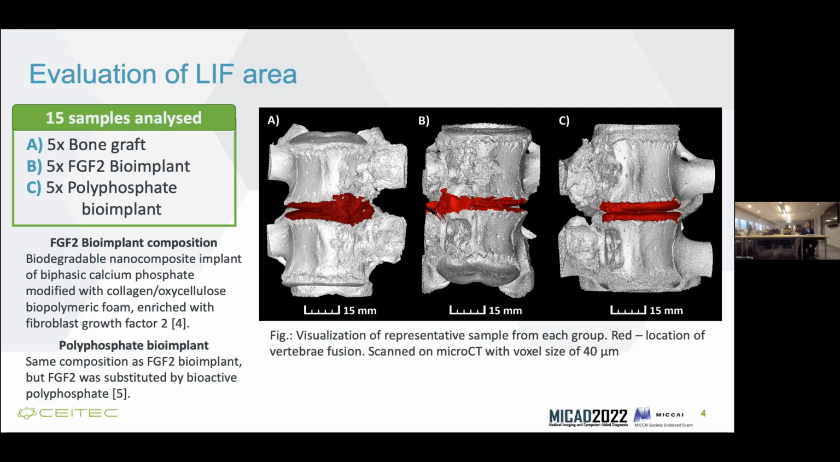And here you can see micro CT scans of those porcine fused vertebrae, one representative sample from each group. Thanks to the utilization of micro CT, we were able to achieve a voxel size of 40 micrometers. It means a much more detailed scan compared to a clinical CT scanner.